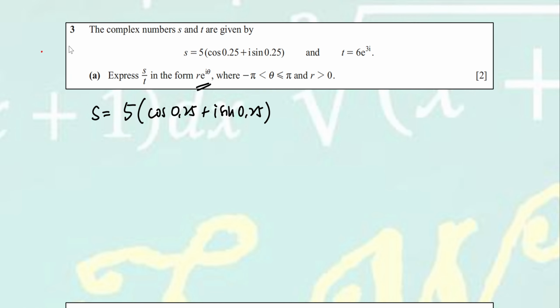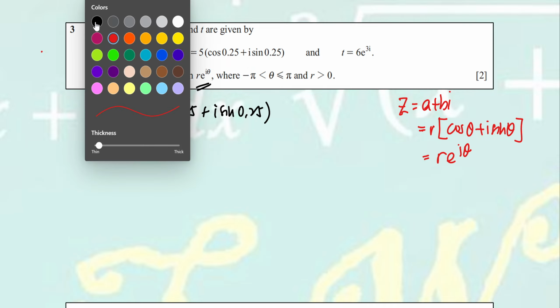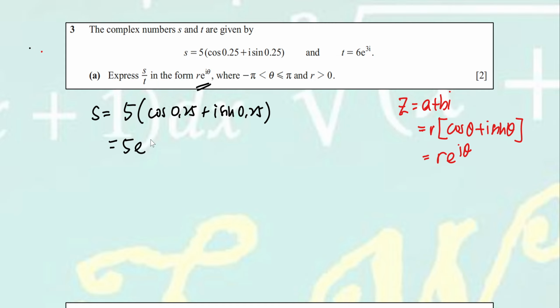Just for information, if we have a complex number a plus bi, it can be expressed as r(cos theta plus i sin theta), and then this can be simplified into re^(iθ). So here I will be getting 5e^(0.25i). Now your t is in Euler form, so s over t is basically 5e^(0.25i) over 6e^(3i). So 5 over 6 just remains.